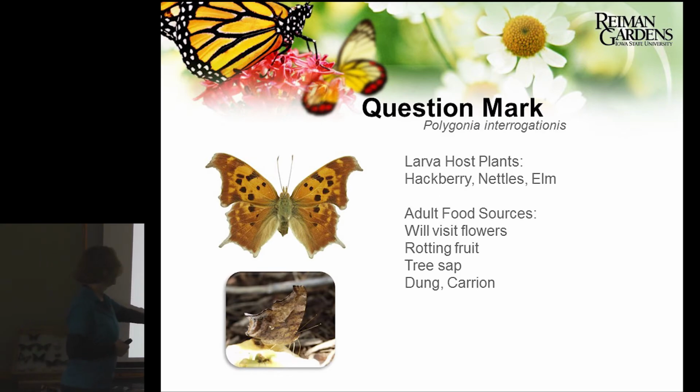But if you look down here on their hind wing, we have this little comma with the dot. So that's our question mark. These guys use hackberry trees, nettles, or elm trees for host plants. They will visit flowers, but they, like the commas, do prefer rotten fruit and tree sap for nectaring.